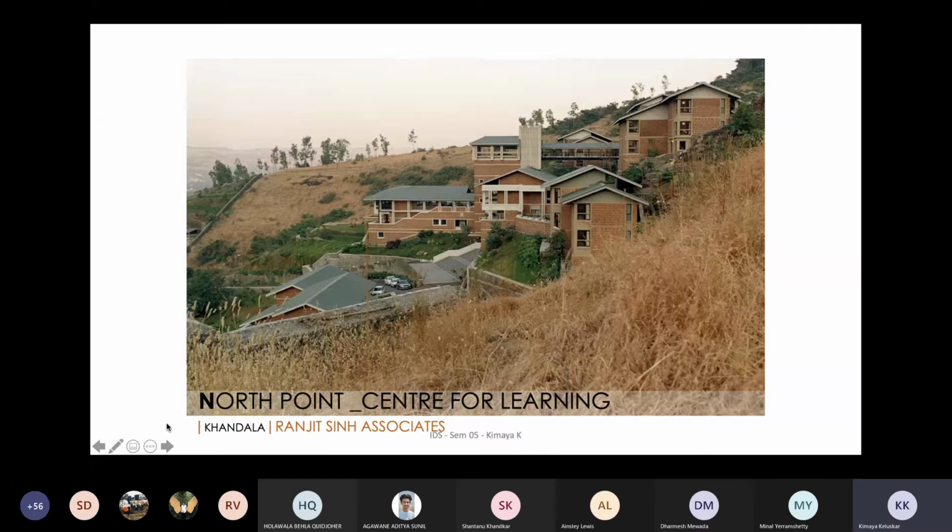Okay. Now we are shifting regions. This is another example, North Point. The earlier Drukwai Total School was by Arup Associates, and North Point Khandala has been done by Vandana Ranjit Sin Associates, who is also visiting faculty at Kamla Raheja.